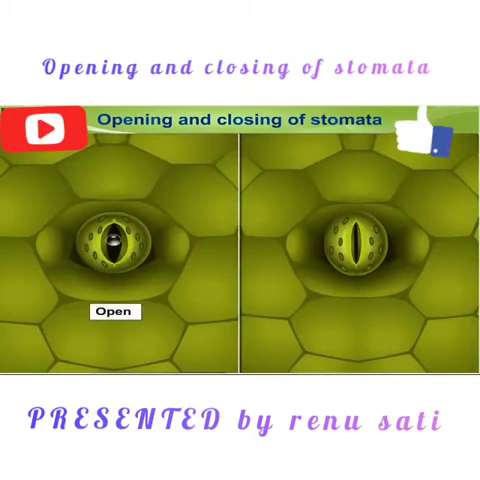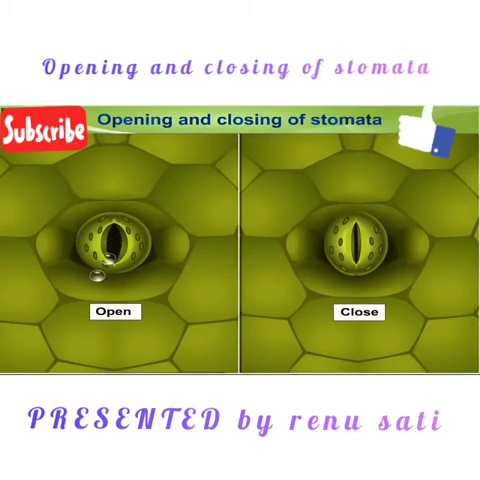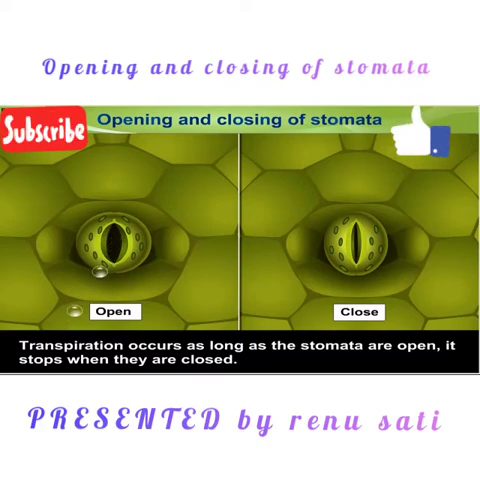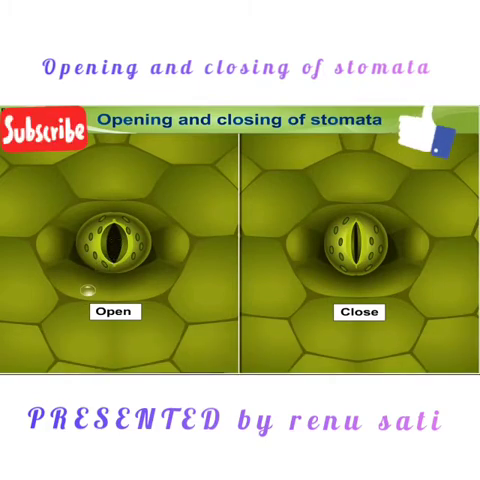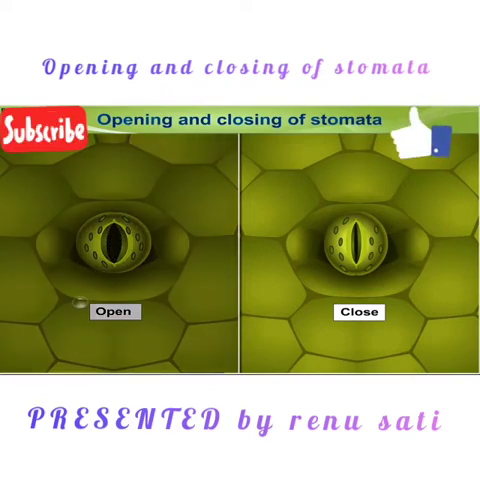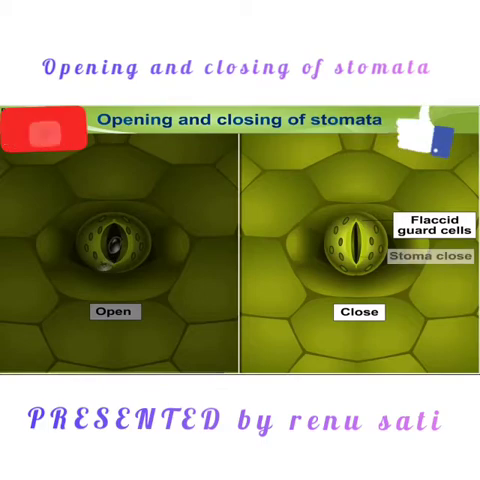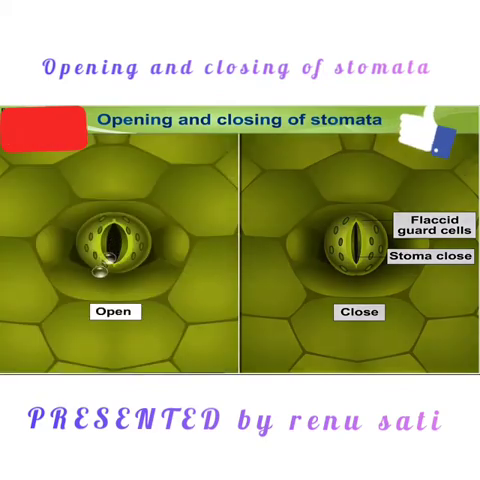The opening and the closing of the stomata is affected by the process of photosynthesis and helps in the process of transpiration, which occurs as long as the stomata are open. It stops when the stomata are closed. Because it depends on the concentration gradient, the stomata are open during the daytime and are closed during the night time.